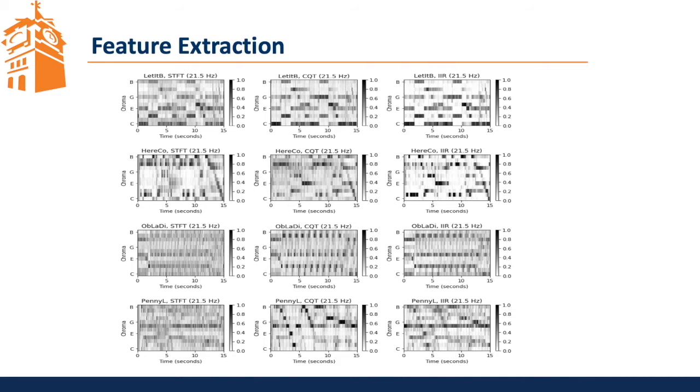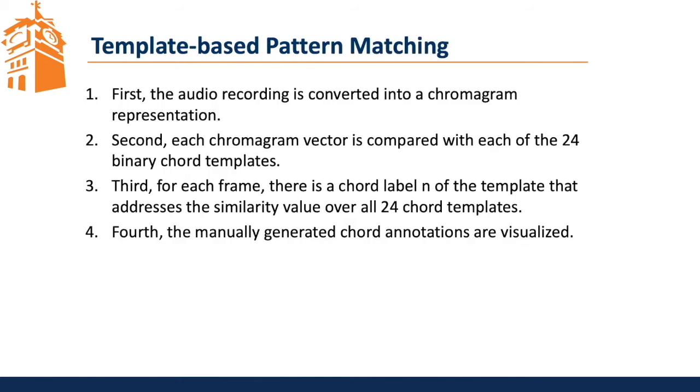STFT-based chroma features with a small logarithmic compression, CQT-based chroma features, and then IIR-based chroma features with logarithmic compression. So in the chord detection process, first the audio recording is converted into a chromagram representation. We use the STFT variant.